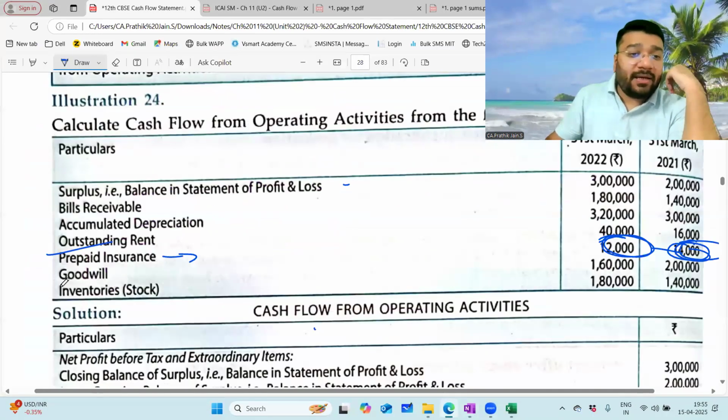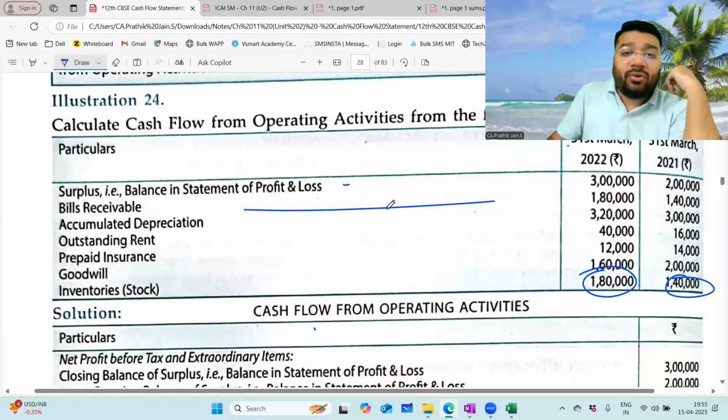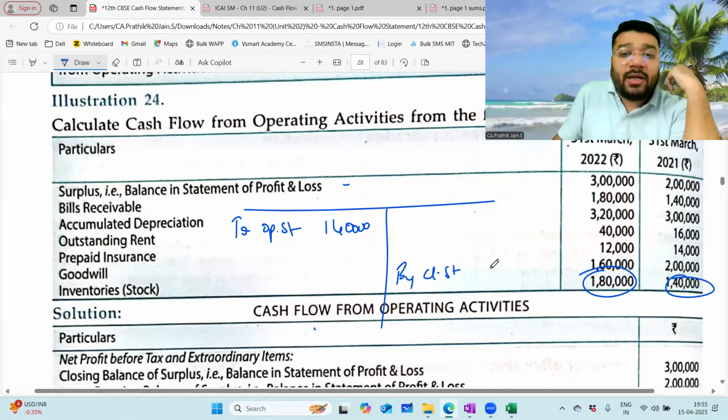Wait, now one more item is left. Inventory. Opening stock 140, closing stock 180. My question goes to all of you. In the trading account, to opening stock, what you record is 140. By closing stock, what you record is 180.